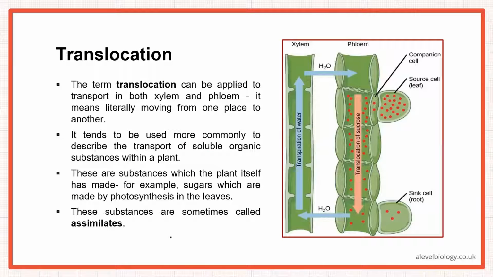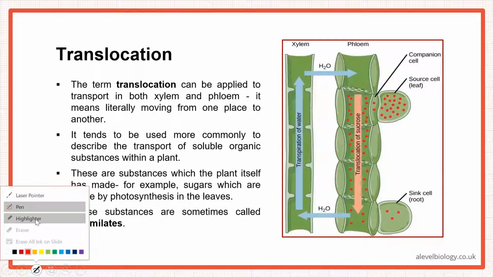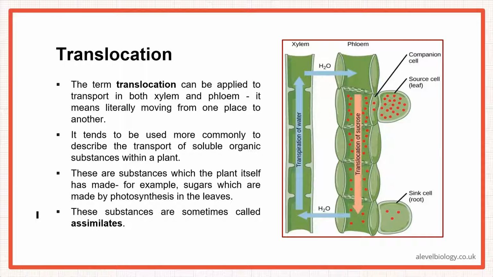Okay, then let's talk about the process of translocation now. When we talk about translocation, please remember translocation simply means that you're literally moving something from one place to another. So it is not just associated with phloem. It is actually transport, so it can be in both xylem and phloem. But commonly the term tends to be described for phloem, so for phloem we use translocation, but remember that it happens in xylem too. It tends to be used more commonly to describe the transport of soluble organic substances within the plant.